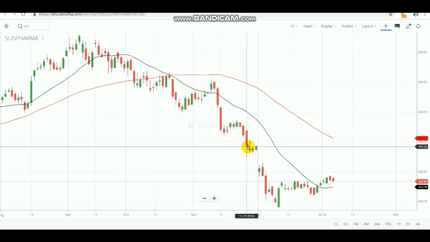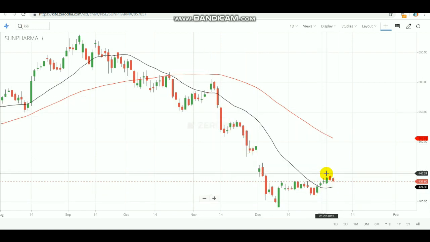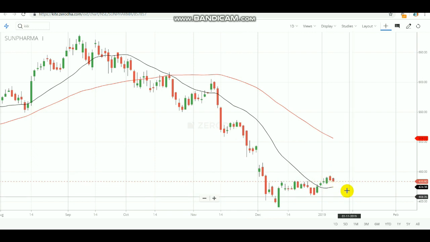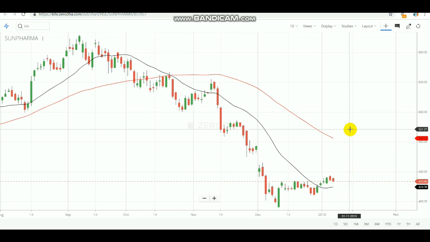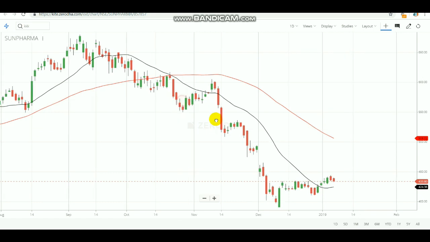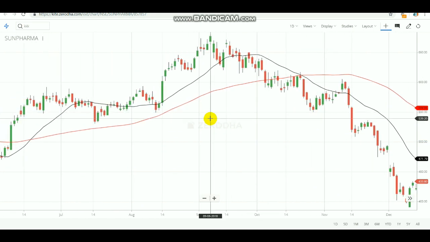If you get another chance like this, and again it came below, it is still in downtrend only. Otherwise, if it crosses over the red one, Sun Pharma is going to move above, so it will change to the uptrend. So at this point, you can buy Sun Pharma. Let's check with the buy trend also.